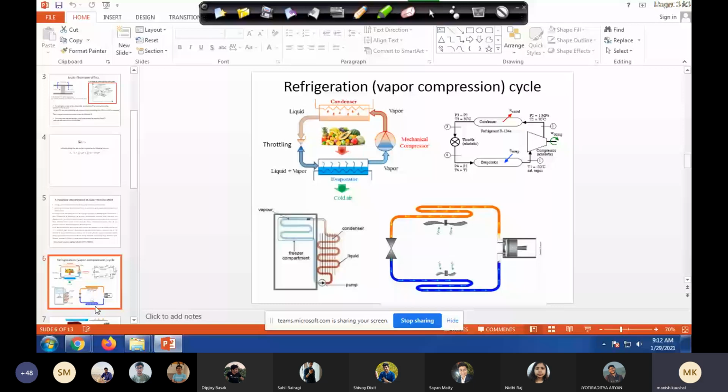And that is the basic unit in any refrigeration system, the unit which I am going to discuss, which is as follows.